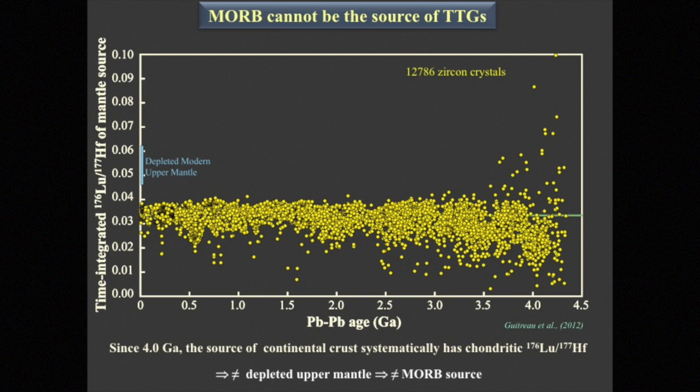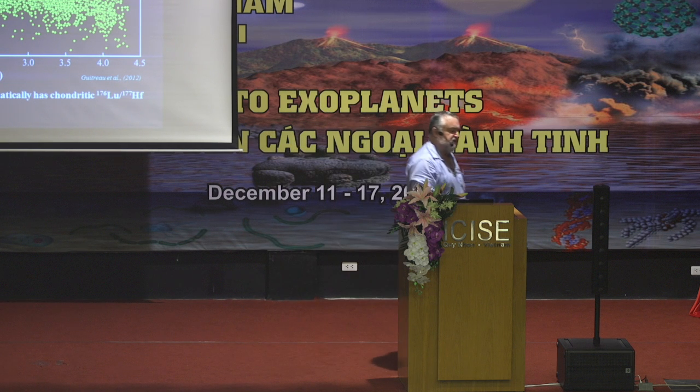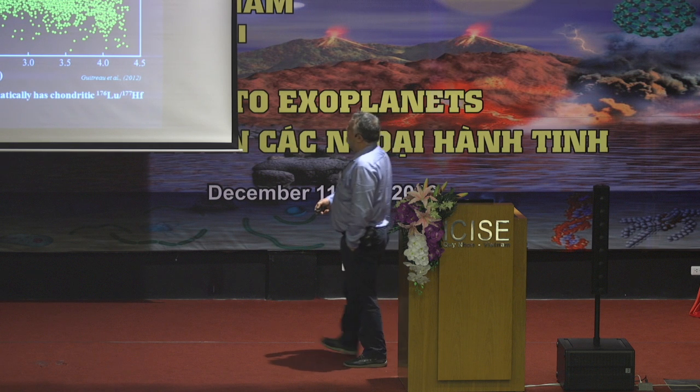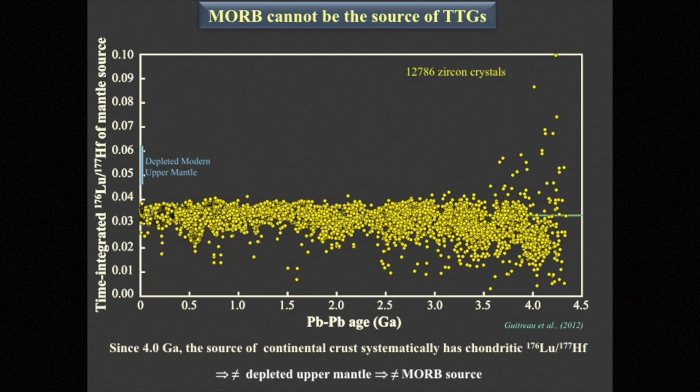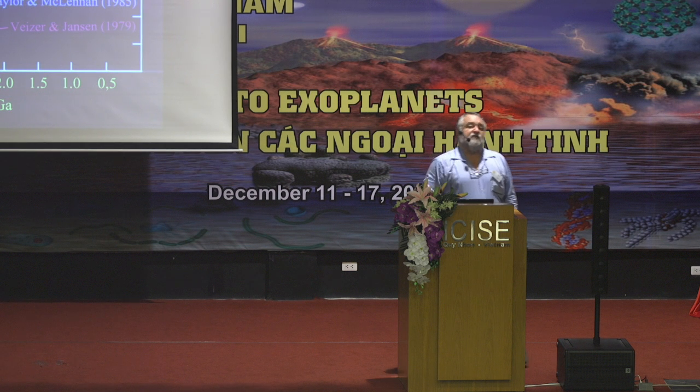Here is another diagram. Against time, here we have the lutetium-hafnium isotopic ratio. The yellow dots represent the composition of zircon, and the green line is the chondrite composition, so more or less the composition of zircon from TTG is consistent with the chondritic composition. And here, in blue, is the composition of MORB. So once again, the composition of this Archaean TTG is not consistent with a source of depleted mantle, which is the source of MORB, of this mid-oceanic ridge basalt. So this is the first point.